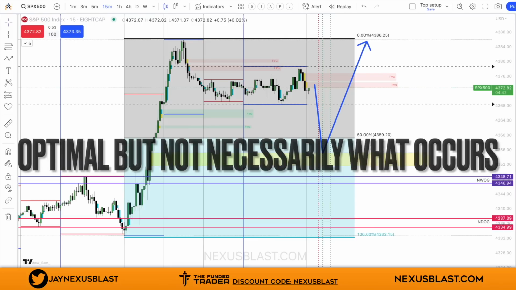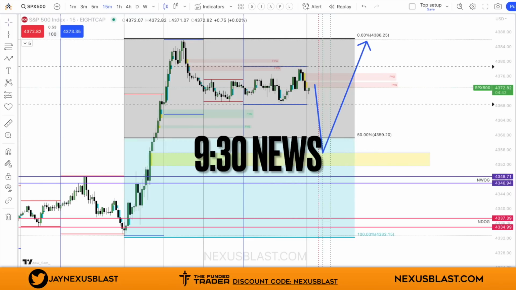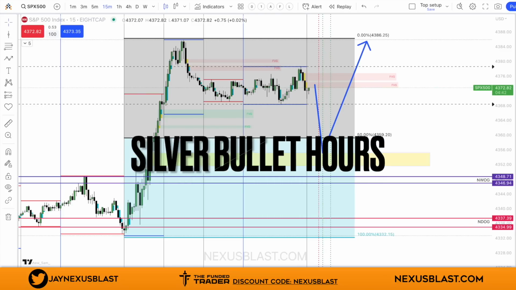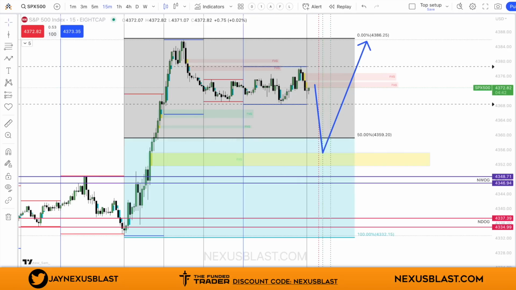I also add on this image a 9:30 red folder news marker. You can see there's a vertical dotted line there, and I add the ICT silver bullet hours in green because it adds an extra confluence to my strategy when the trade happens between 10 and 11 a.m.